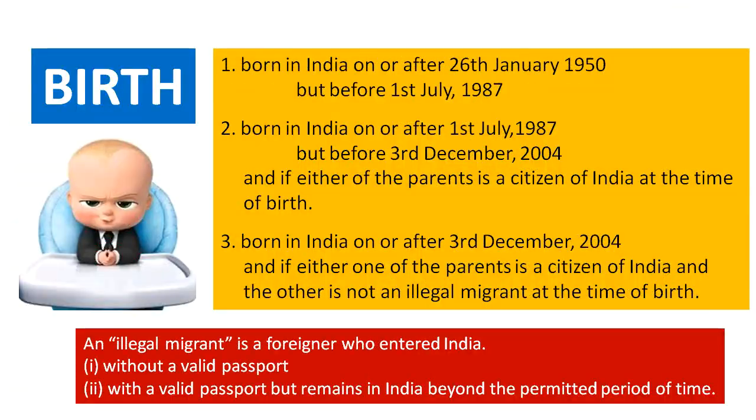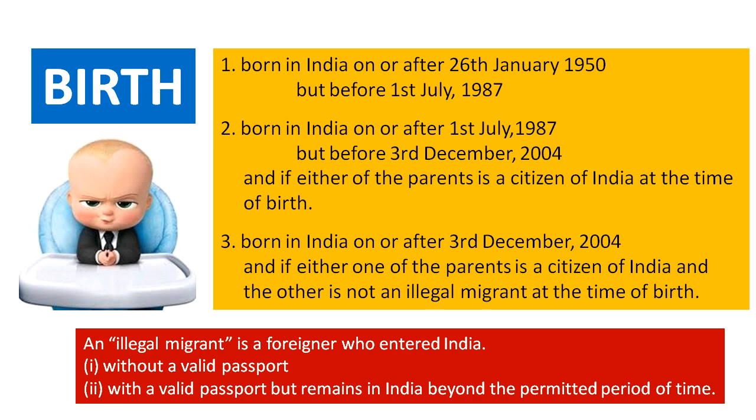We have citizenship by birth. There are three criteria for Indian citizenship by birth depending upon when you were born. Number 1. A person born in India on or after 26 January 1950 but before 1st July 1987 is an Indian citizen, irrespective of the nationality of his or her parents. Number 2. A person born in India between 1st July 1987 and 2nd December 2004 is a citizen of India if one of the parents is an Indian citizen at the time of the birth.